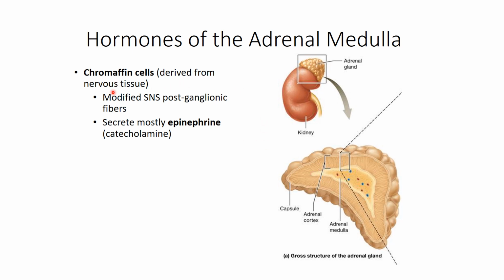Here, we see that we have modified sympathetic nervous system postganglionic fibers, okay? And these fibers actually secrete mainly epinephrine, which is considered a catecholamine. So norepinephrine comes from neurons, and epinephrine would only come from your adrenal medulla. You see that this is the termination of these neurons, and so their products are going to be inserted into circulation.